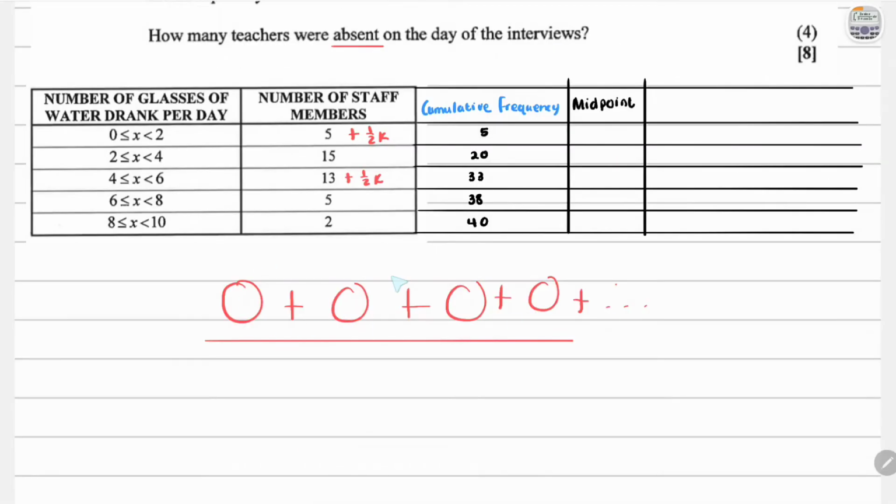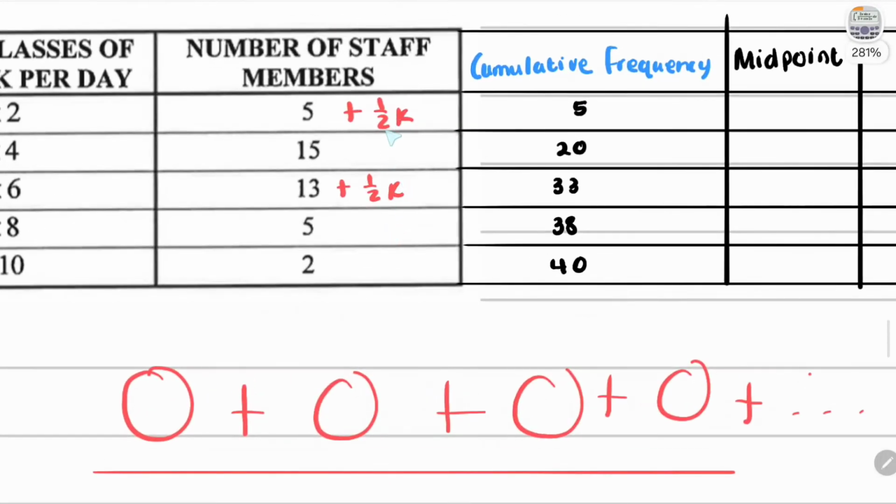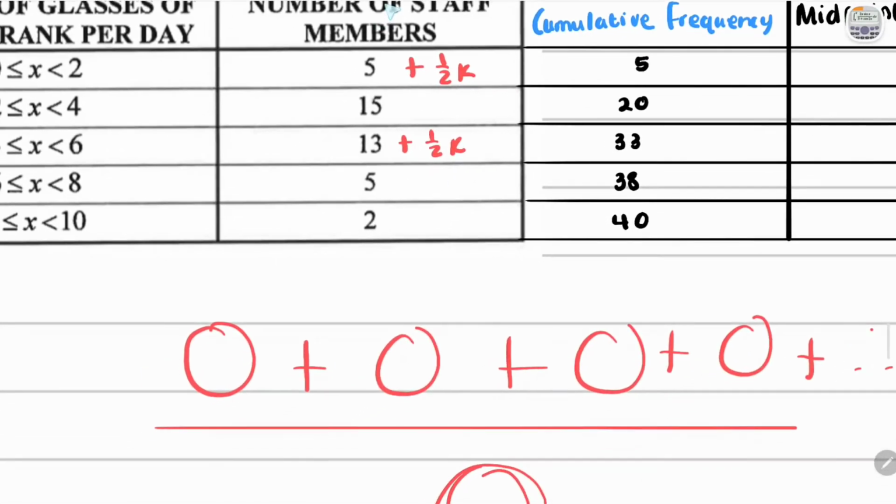So we're going to take the data points, add them together, and then divide by the total frequency. This is the number of staff members with K included. So let's add them up together. It's still going to be 40, but it's also going to include the half K and the half K.